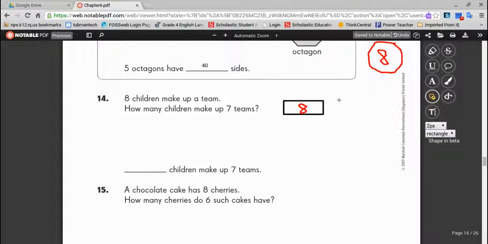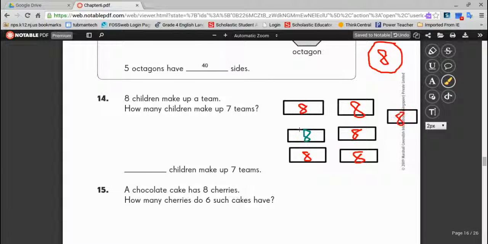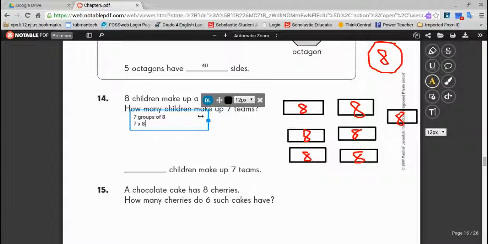Well, that's my first team, second team, third team, fourth team, fifth, sixth, and 7th team. And I know I have 8 children in each team. Okay, so here I have 1, 2, 3, 4, 5, 6, 7. I have 7 groups of 8, which is the same thing as 7 times 8. Okay, so here I need to know what 7 times 8 equals.